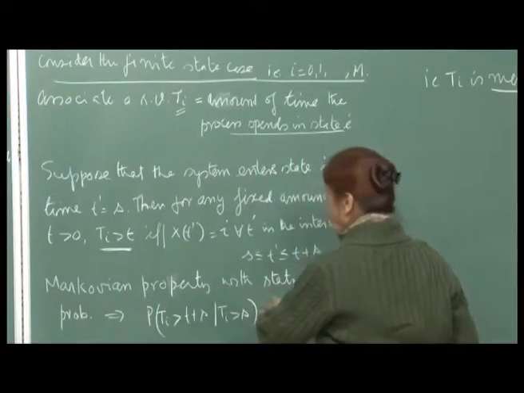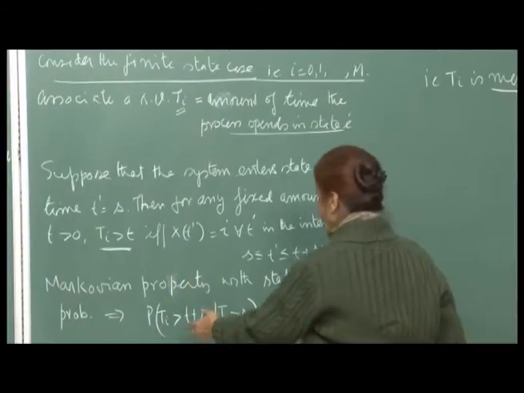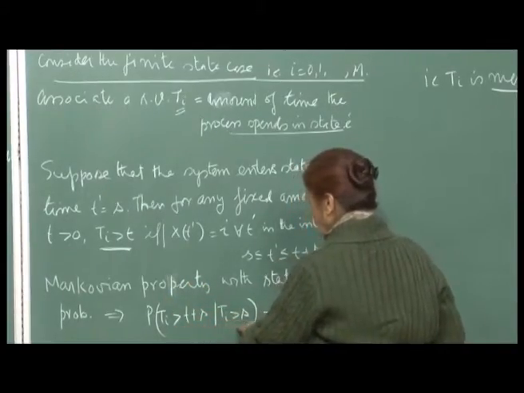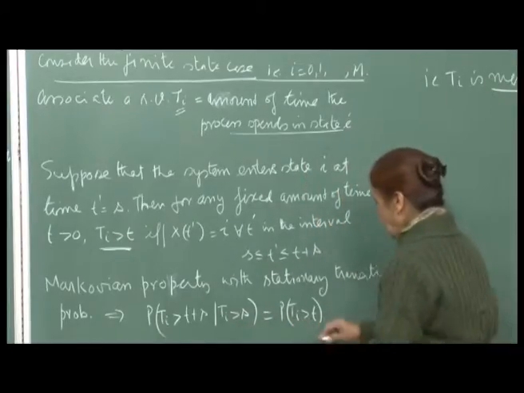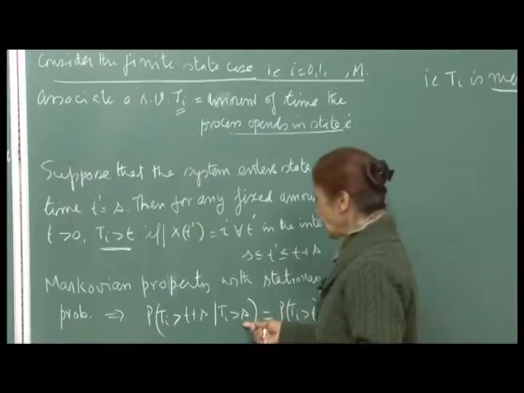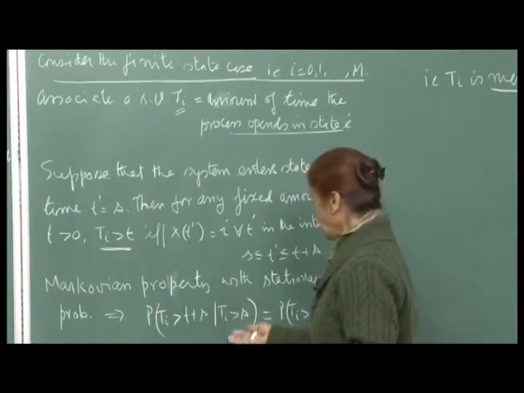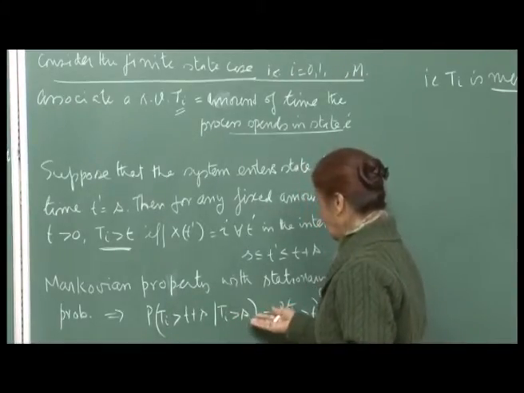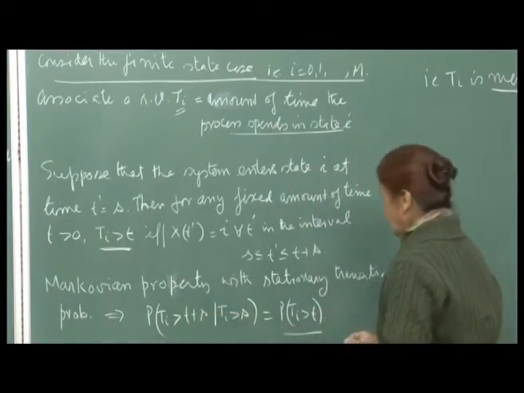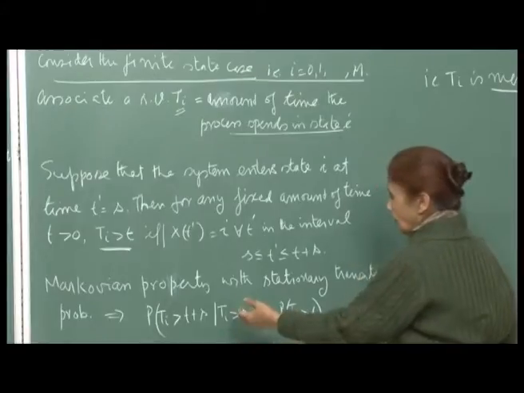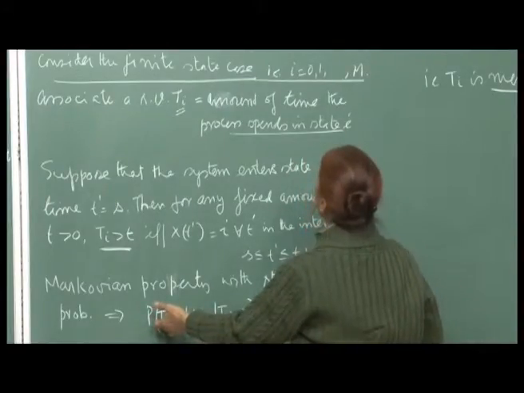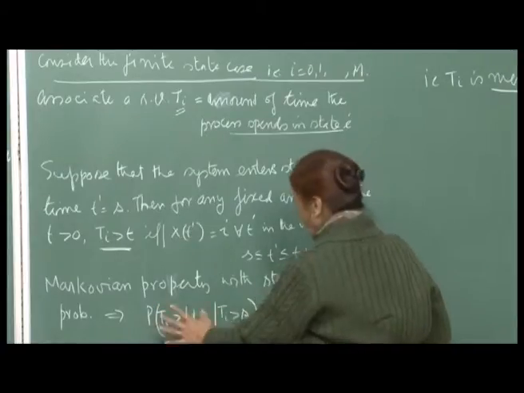We say that this is a Markovian property with stationary probabilities, which implies that the probability that T_I is greater than t plus S, given T_I is greater than S, is the same as the probability that T_I is greater than t, right, because I can take S to be 0, and then initially it is in state I, and now it continues to be in that state. So, the probability, in that case, is for the amount of time the process spends in state I.